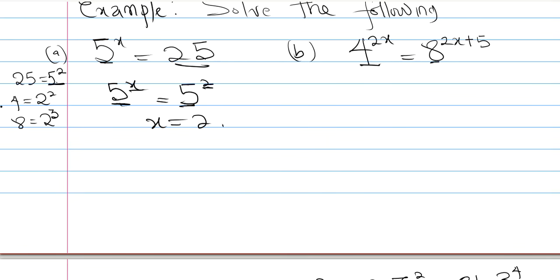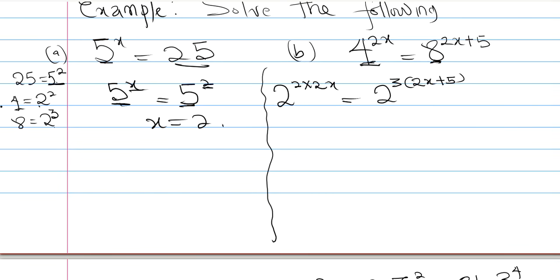Now look at this one here. Before you can do this one, we need to take it to have the same base. Index of 4 is 2 raised power 2. Just write it. 2 raised power 2 times 2x equal to, index of 8 is 2 raised power 3. We have 2 raised power 3 here into 2x plus 5. Right? Here now. So far they have the same base.